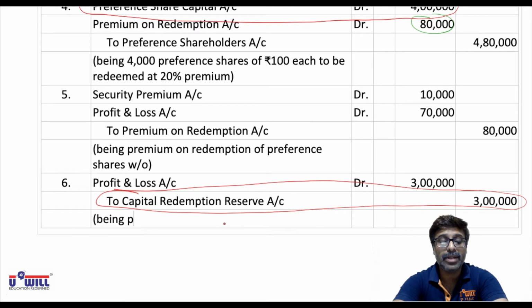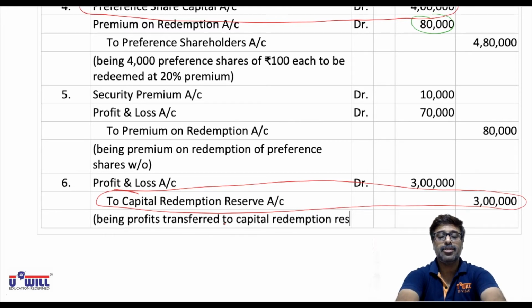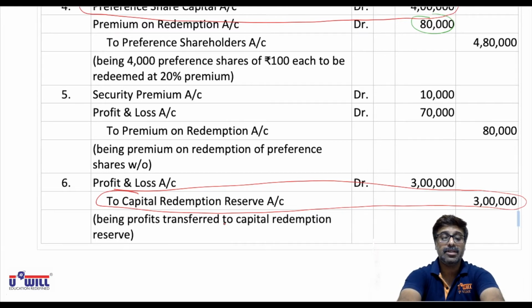Being profits transferred to capital redemption reserve.